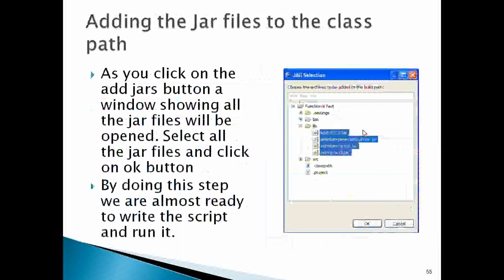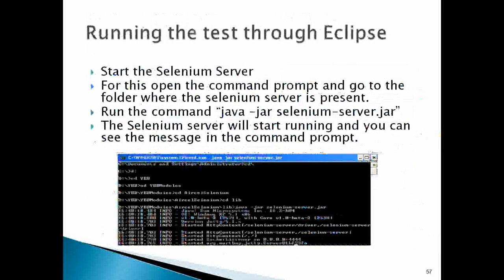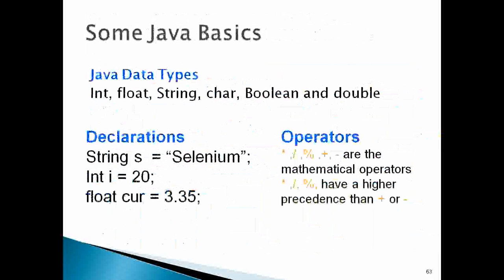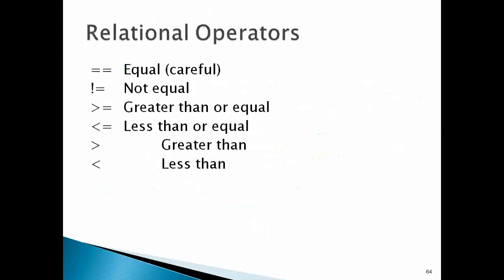Now we are moving on to the Java basics, like the data types that we have recently understood, and the operators. The multiplication, division, percentage, plus, minus, those are known as mathematical operators. Ideally, multiplication, division, and percentage have higher precedence in execution than the plus or minus cases. These are some relational operators like equal to, not equal to, meaning the exclamation mark, equal to, greater.